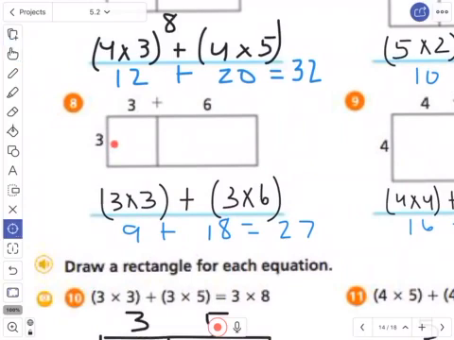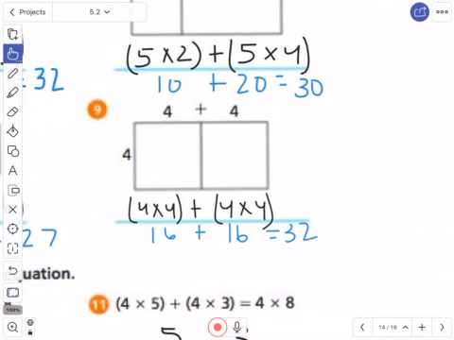Next one, number 8, it's 3 times 3 for the first box, plus 3 times 6 for the second box. 3 times 3 is 9, 3 times 6 is 18, put that together, 27. Composite to check yours. Then I have 4 times 4, plus 4 times 4 again, 16 plus 16 is 32. Pause if you need to.